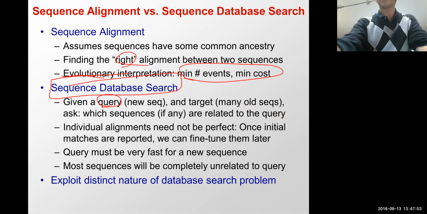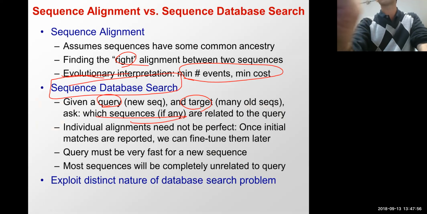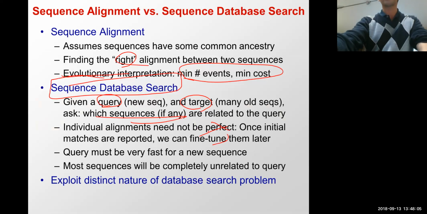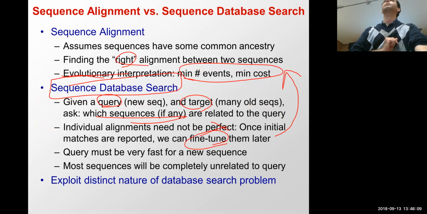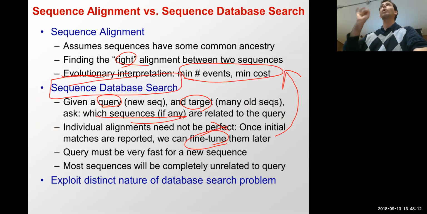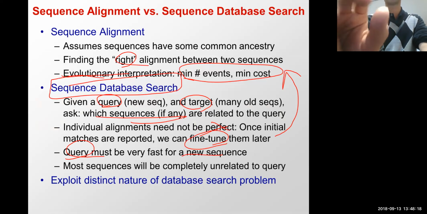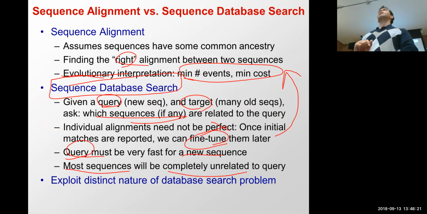So given a query and a target, we're going to ask which sequences, if any, are related to the query, but the individual alignments need not be perfect. Once the initial matches are reported, we can fine-tune them later using sequence alignment, okay? All I need to do is find whether there are any matches super fast. So the query must be very fast for a new sequence, and most sequences will be completely unrelated to the query. If I'm searching for a part of the human genome, most of the human genome will be unlike that part. But I want to search very fast where that part goes. And once I know where it goes, I can spend the time to align it well, because then I'm only solving a very small problem.